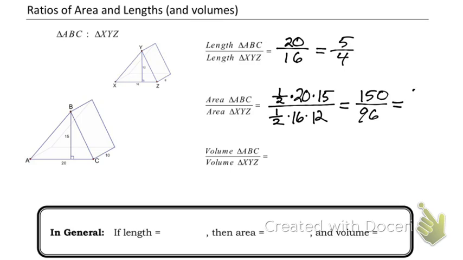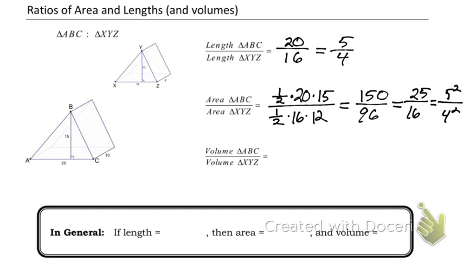25 over 16, which I want to change a little bit further. Not reduce, but change how it looks. 25 and 16, those are perfect squares, right? So I can rewrite 25 as 5 squared over 4 squared. Well, that's odd. We had 5 and 4 over here. Now I just square it, and I get my area ratio.